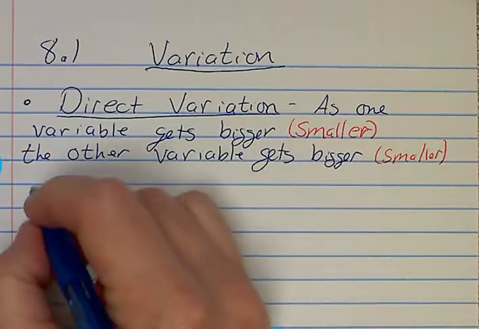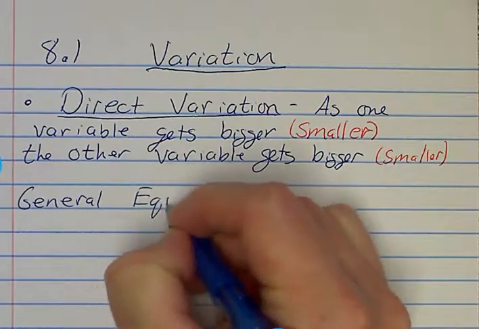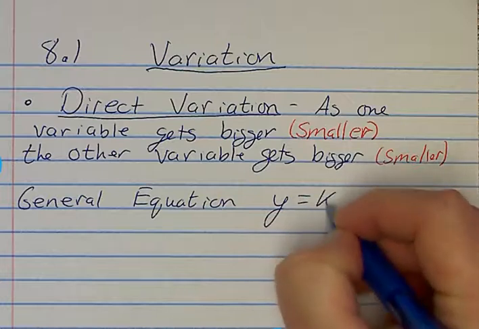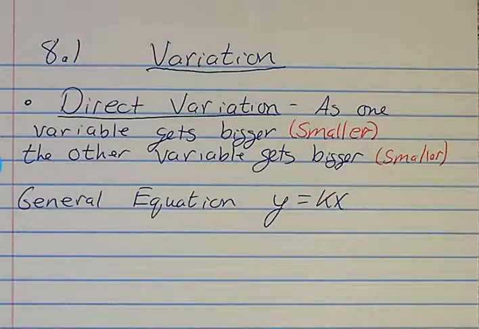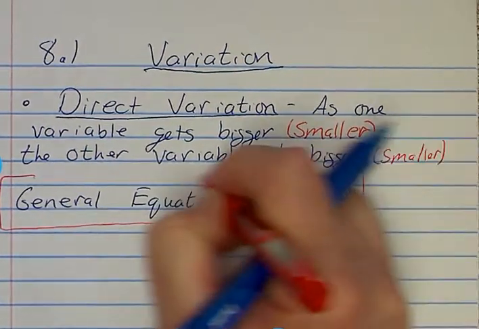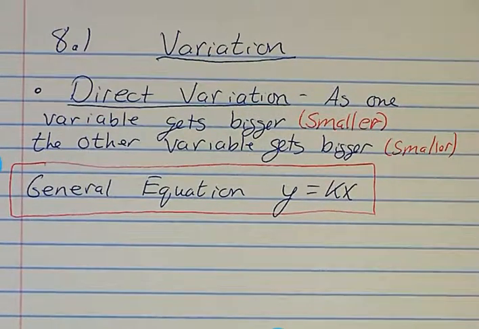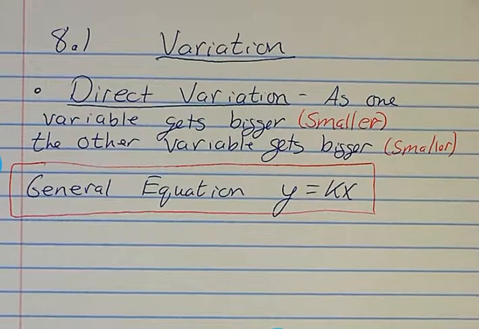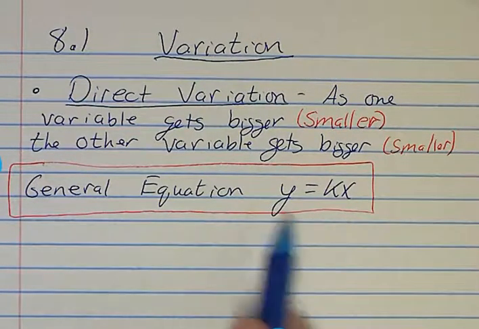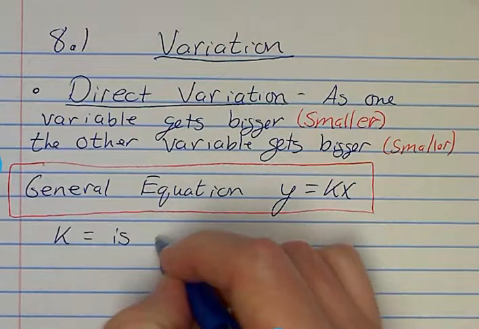And for direct variation, they always talk about a general equation. And the general equation for direct variation is y equals kx. So if you use direct variation, you're always going to come back to that one equation. And basically everything we're going to do is going to spin off that one equation. So we're talking about x and y. Now the k that's here with the x, k is the constant of variation.